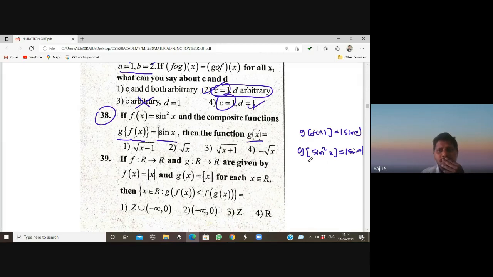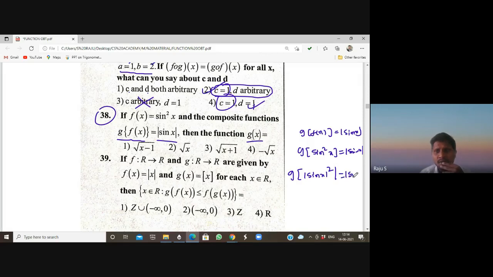All of you see here, sine square x can also be written as modulus sin x, the whole square. Even if you take the modulus, it becomes the same. Square is always positive, and modulus sin x whole square is also always positive.